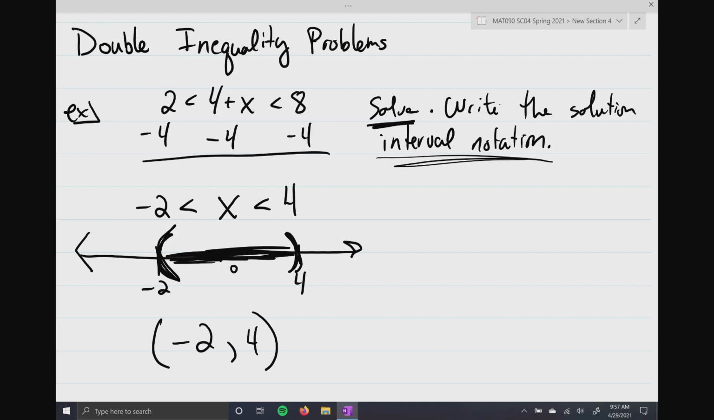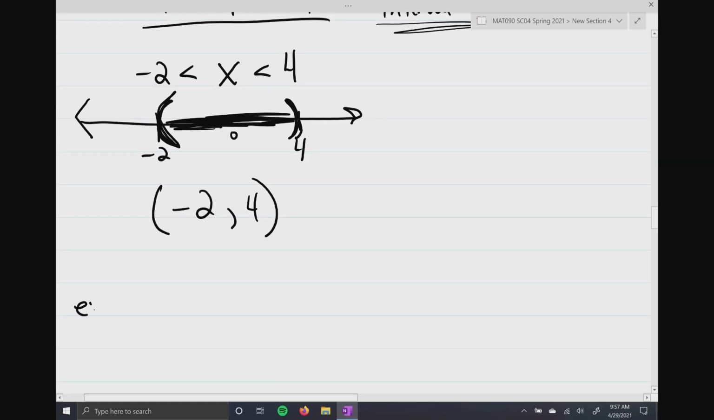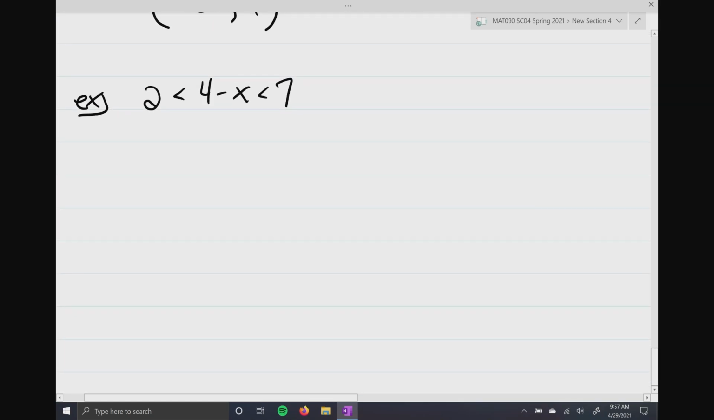All right. Let's look at, in my opinion, the worst case scenario. This is the worst case scenario for me. Okay, let's look at this example here. We're going to solve and write the solution in interval notation. All right, now, I'm telling you right now, this is the worst case scenario for me. So, let's go ahead and solve it.